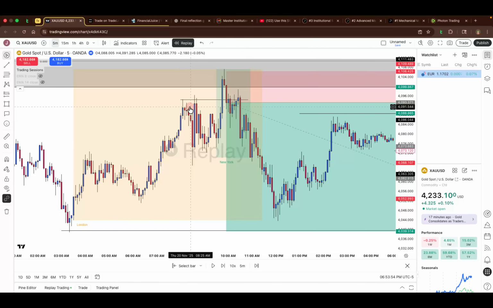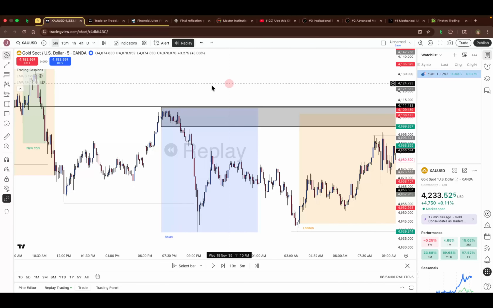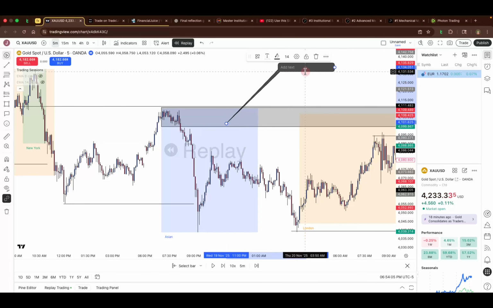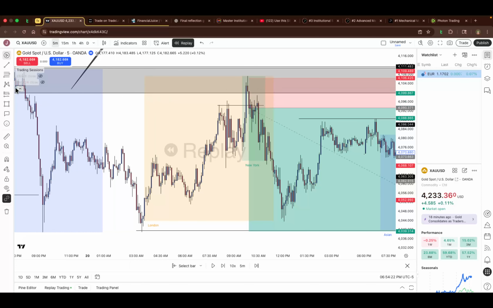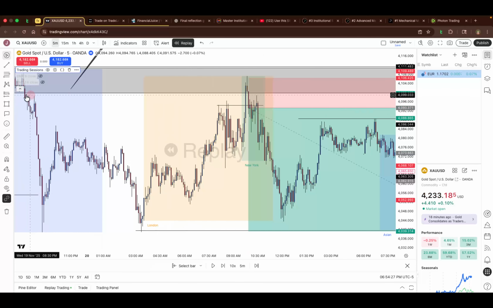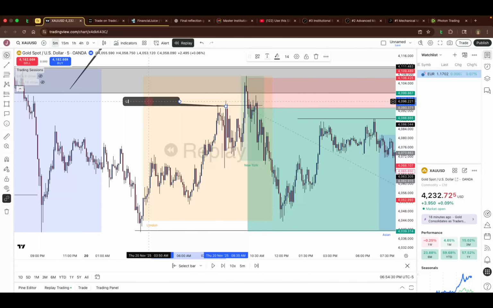So what do we see again? We see liquidity get built again in the London session. So let me mark this out. Supply zone marked from Asian session. Okay, yeah, supply zone marked on Asian session. So where's price right now? Before anything even opens, we see again liquidity is getting built.